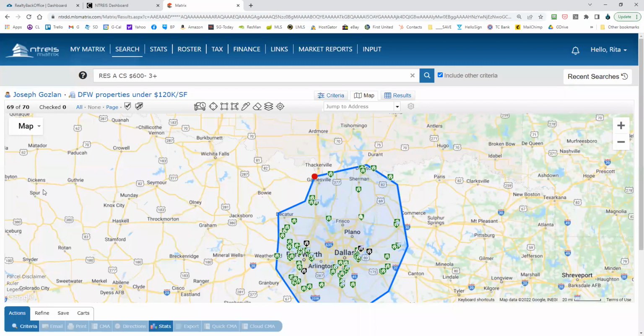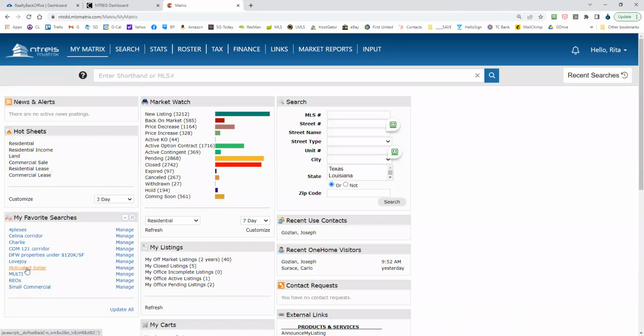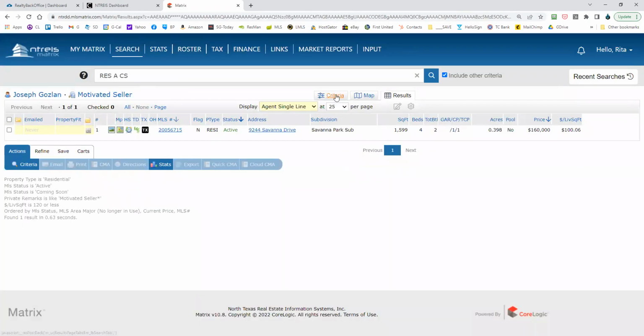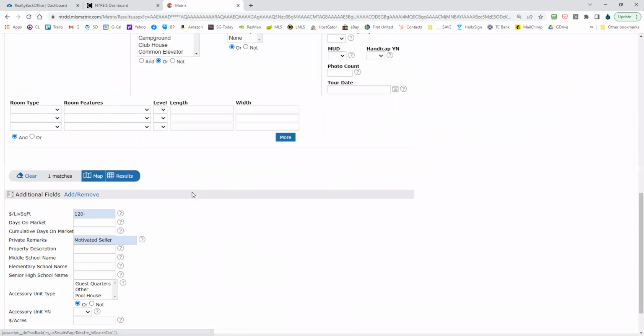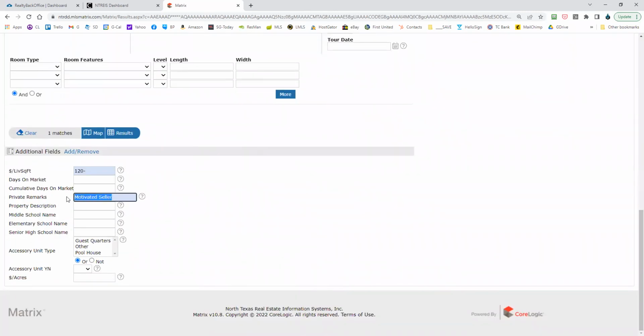Here's another search I have for an investor. It's called motivated sellers, right? Right now, there's only one that's considered a motivated seller, because I'm actually looking for the words motivated seller, right? Let's take off the price per square foot.